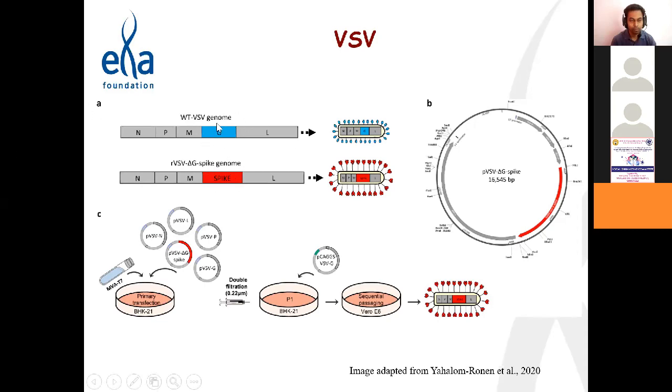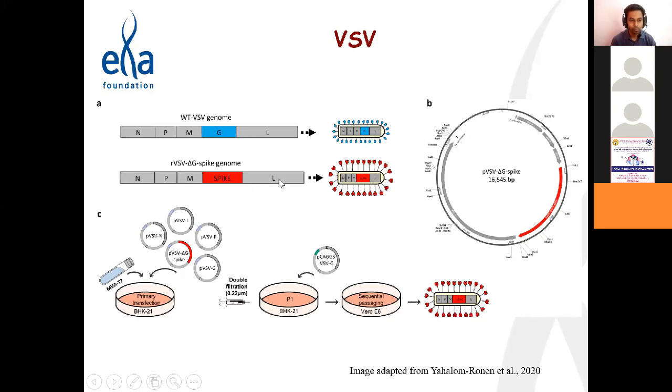This VSV-based vector can be generated by replacing a gene in its genome. The G protein is present on the surface of the virus. So instead of the VSV-G, or vesicular stomatitis virus G gene, it is replaced with whatever gene we want. In the case of Ebola, it may be just the glycoprotein replaced here. For SARS-CoV-2, spike is added to its genome.